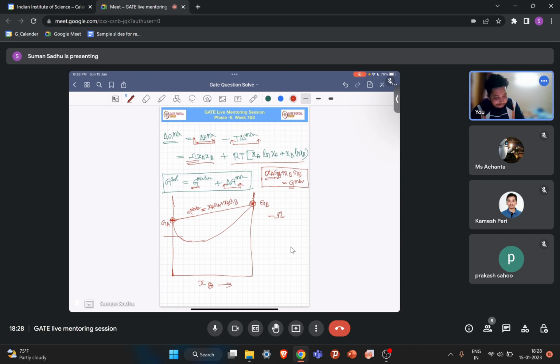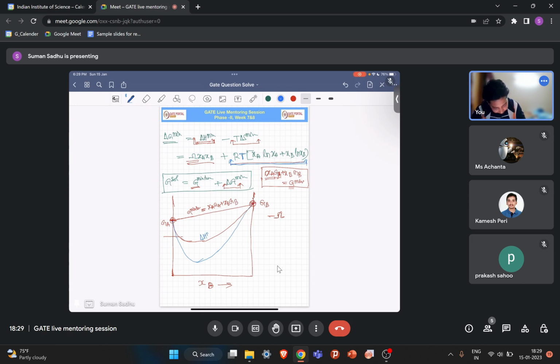Okay, and also what is the sign of this? The sign of this is always negative, right? Because xa is less than 1, that means your ln xa will be negative, and similarly ln xb will also be negative. The sign of this term will always be negative, and depending on the value of T, it may be more negative or less negative. So your S is also in the negative direction.